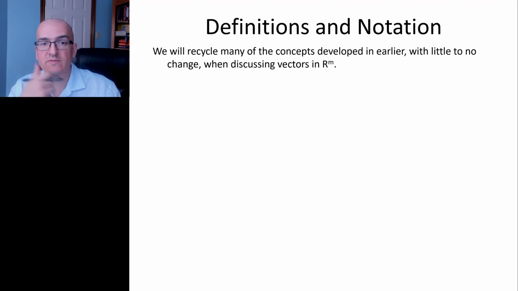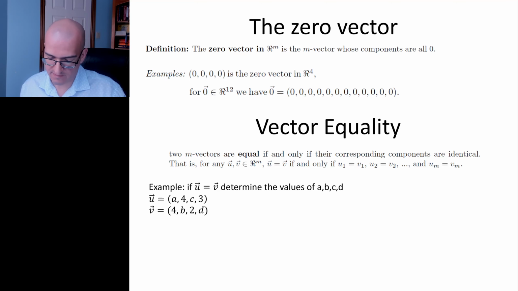So good news, there's very little new. This is almost review of the earlier discussions of dot products and scalar multiplication and all those things. For example, the 0 vector in 5 dimensions is just 0 in all 5 components. The 0 vector in 4 dimensions is just 0 in all 4 components. The 0 vector in 12 dimensions is just 0 in all 12 components. So however many components you have, however many dimensions you have, the 0 vector in that many dimensions is just that many zeros.